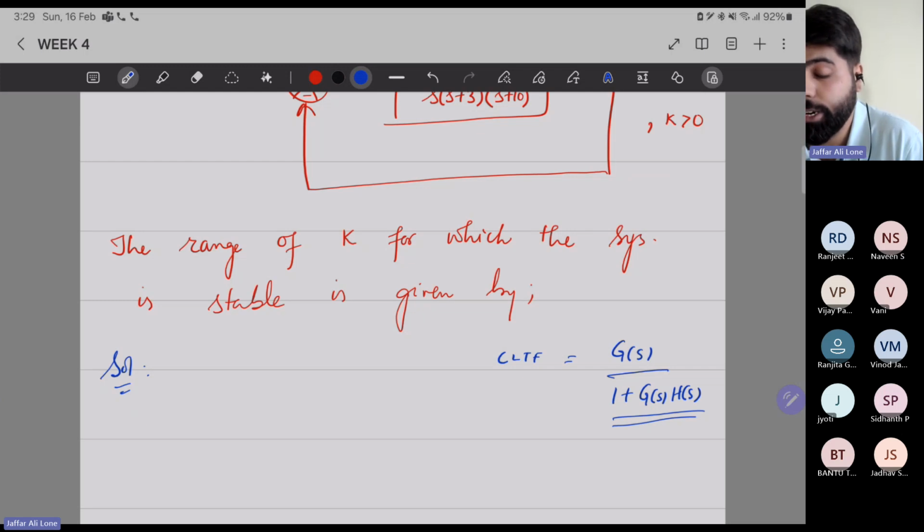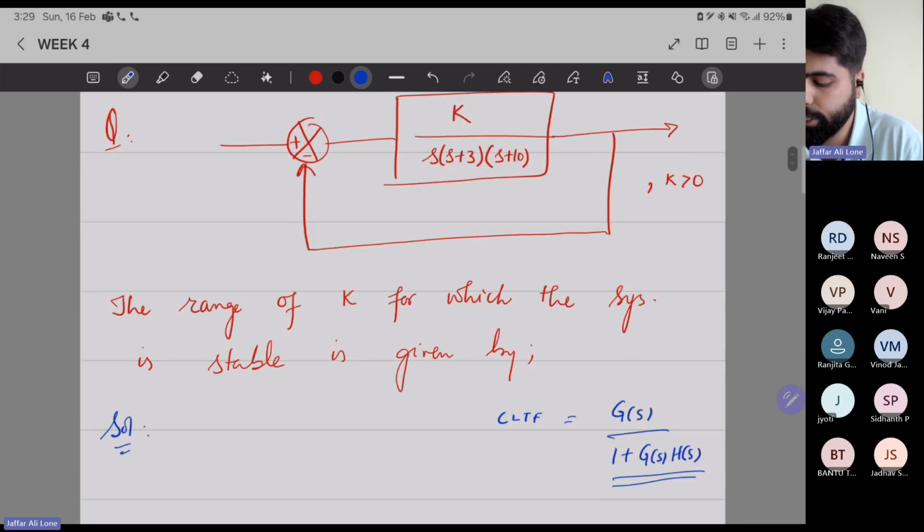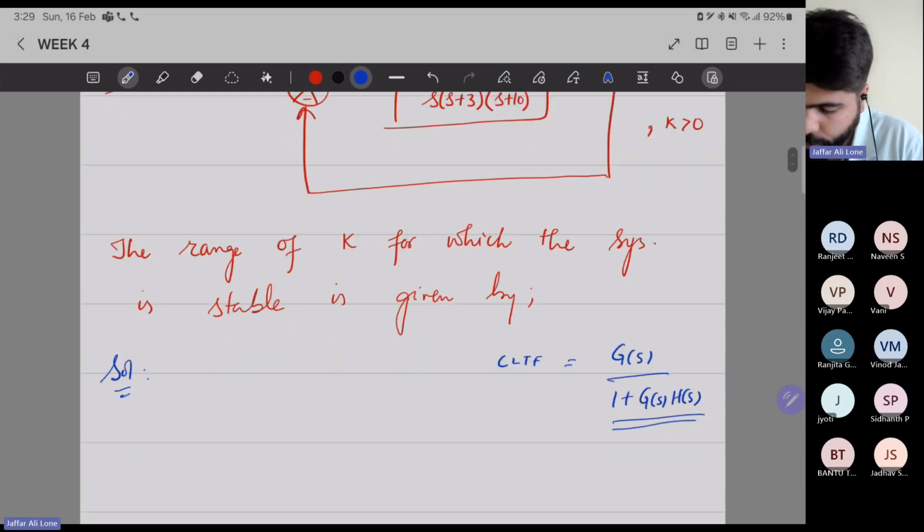So it's not given directly. You have to compute it. So don't make any mistake by directly taking the poles of this K divided by s into (s plus 3) and (s plus 10). So you have to first find the characteristic equation, and that's very important. That's a catch in this question.